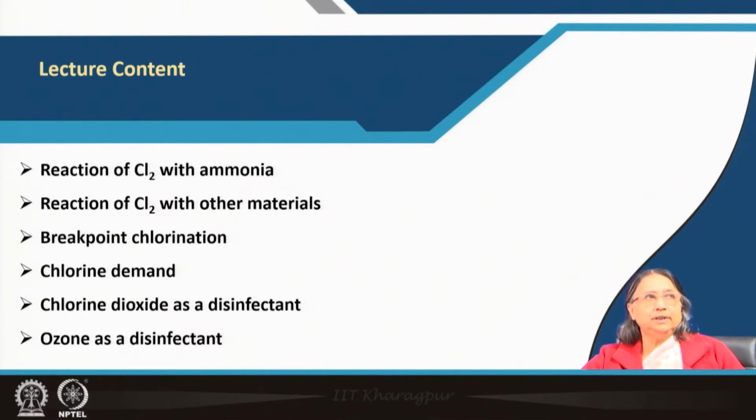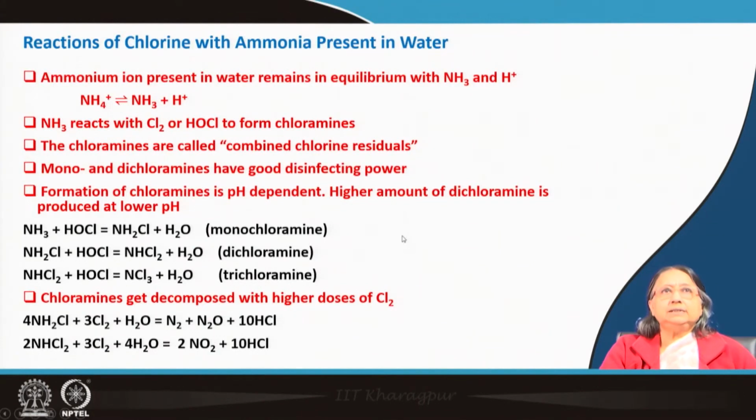How it forms hypochlorous acid, how it forms hypochlorites. Now, I will show you the reactions of chlorine with other things naturally present in water. I already told you in the nitrogen cycle that ammonia is produced from the degradation of nitrogen containing organic matter, for example, protein molecules. So, the ammonium ion present in water remains in equilibrium with ammonia and hydrogen ion, that also I have discussed.